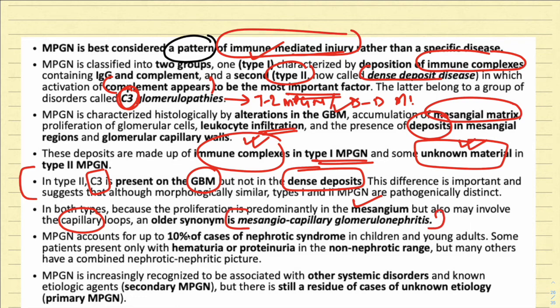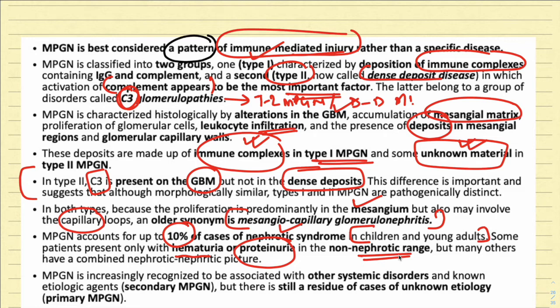Now MPGN accounts for up to 10% of cases of nephrotic syndrome in children and young adults. Okay, 10% of cases of nephrotic syndrome in children and young adults are because of MPGN. So predominantly FSGS as well as MPGN, what are they? They are nephrotic syndrome, if they are asked in the exam. But as you will see, they are not clear cut. Some patients might have hematuria, some patients might have proteinuria in the non-nephrotic range. Okay, very clear to everyone? Is this point very clear to everyone?